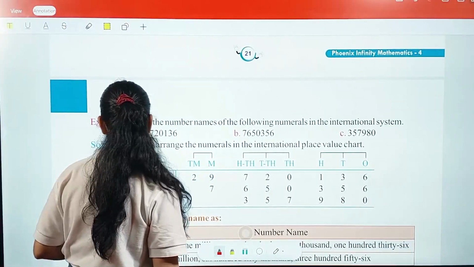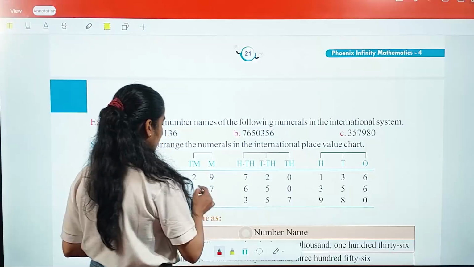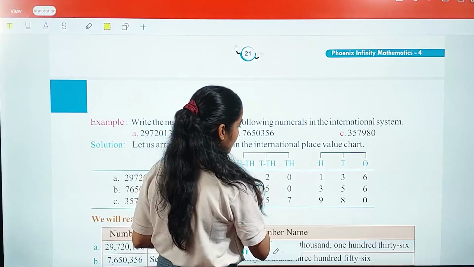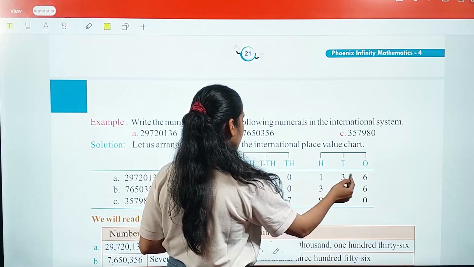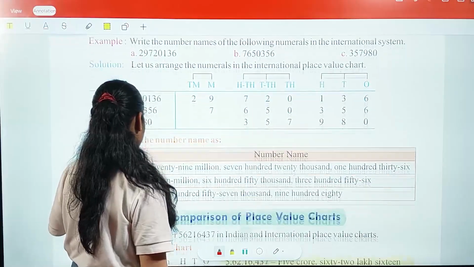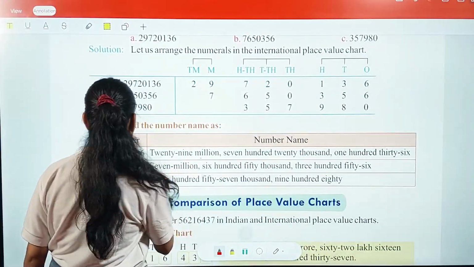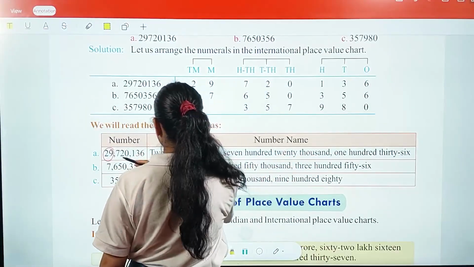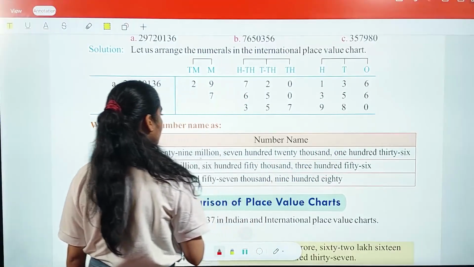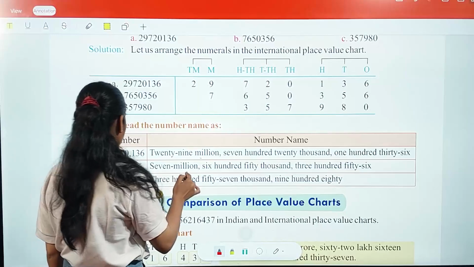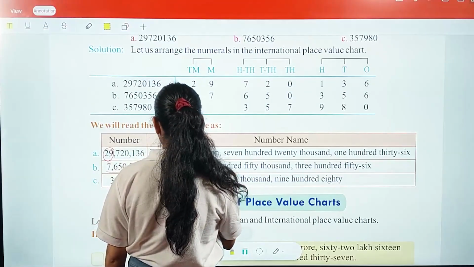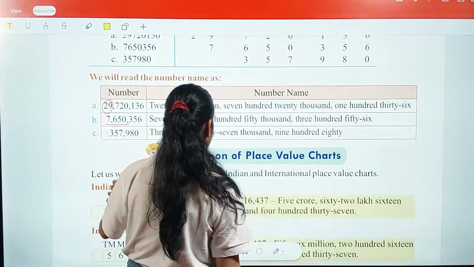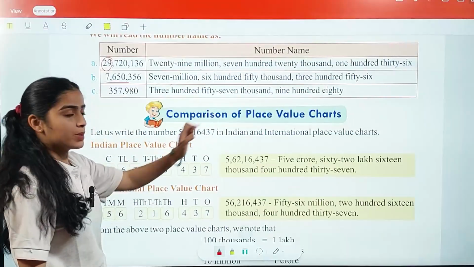Next we have this number. So how do you have to represent this? Again, this is 29,720,136. This is the way to read this. This is your 29 million. This is 29,720,136. This is 7,067,650,356.